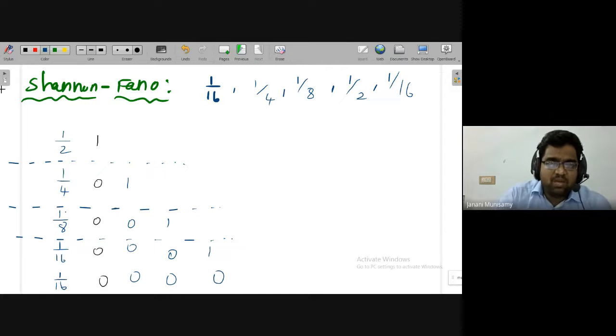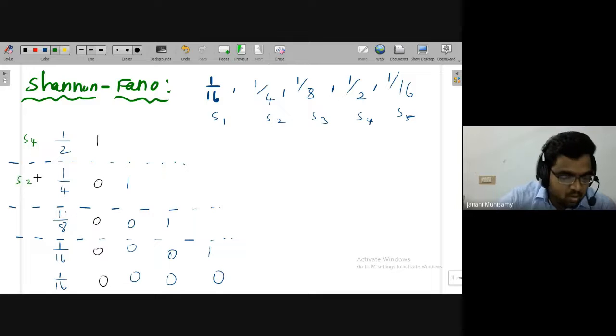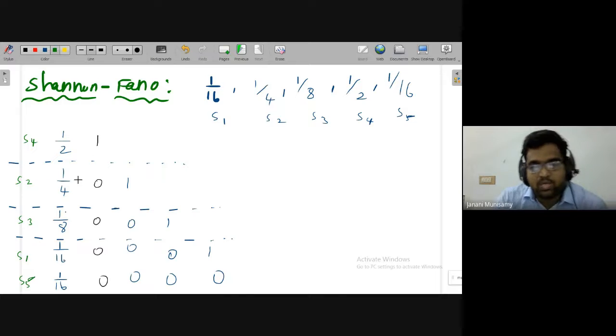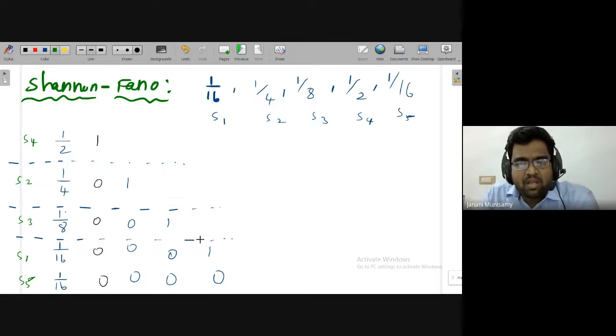Now what is the main observation here? Say this is symbol 1, 2, 3, 4, 5. Here this is symbol 4, symbol 2, symbol 3, symbol 1, 5. Symbol 4 I am representing with only 1 bit. But whereas symbol 1 and 5 I am representing with more number of bits, that means 4 bits. Why? Because symbol 4 will be occurring more often. That's why I am representing it with fewer bits.